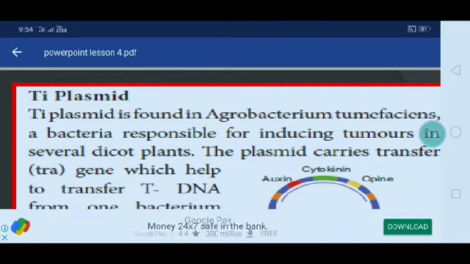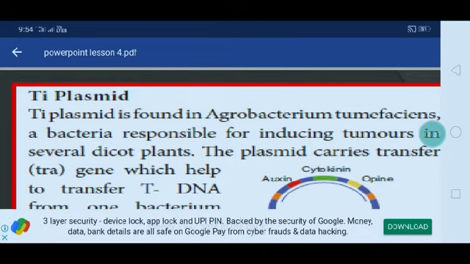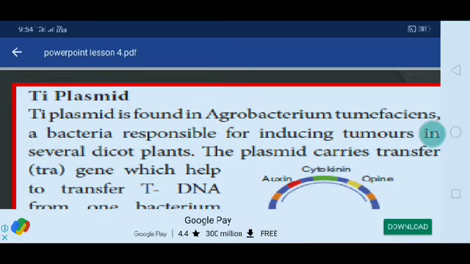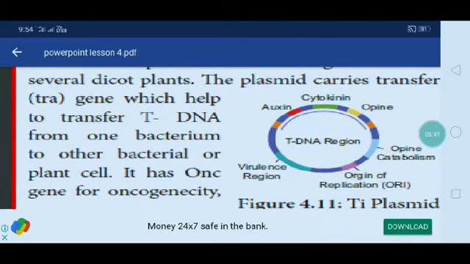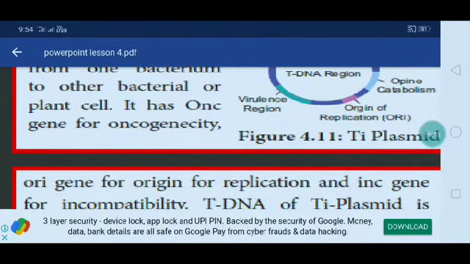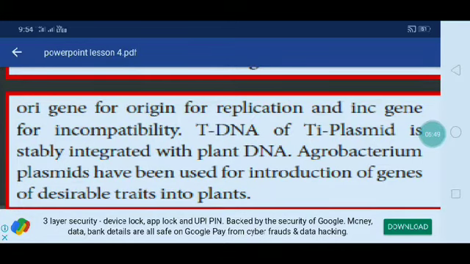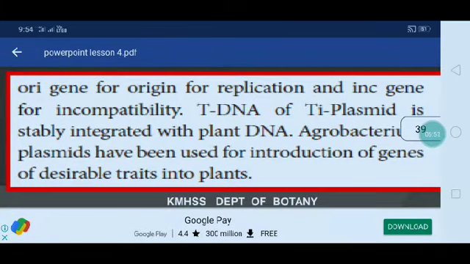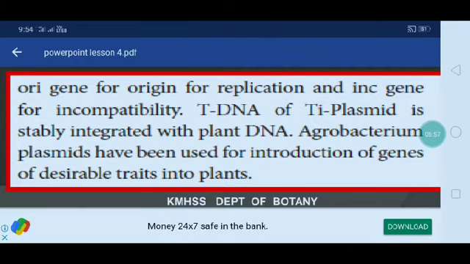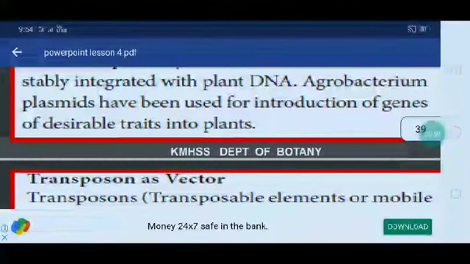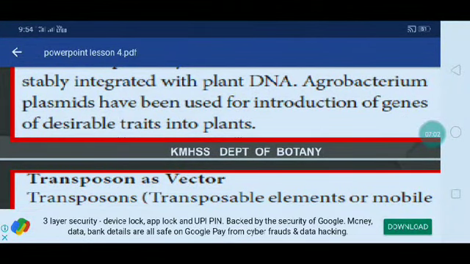The Ti plasmid means the tumor-inducing plasmid. Agrobacterium tumefaciens is a bacterium responsible for inducing tumors in several dicot plants. The plasmid carries transfer genes, which help to transfer DNA from one bacterium to another bacterium or to plant cells. It has one gene for oncogenicity, an ori gene for origin of replication, and an inc gene for incompatibility. The T-DNA of the Ti plasmid is stably integrated with the plant DNA. Agrobacterium plasmids have been used for the introduction of genes of desirable traits into plants.